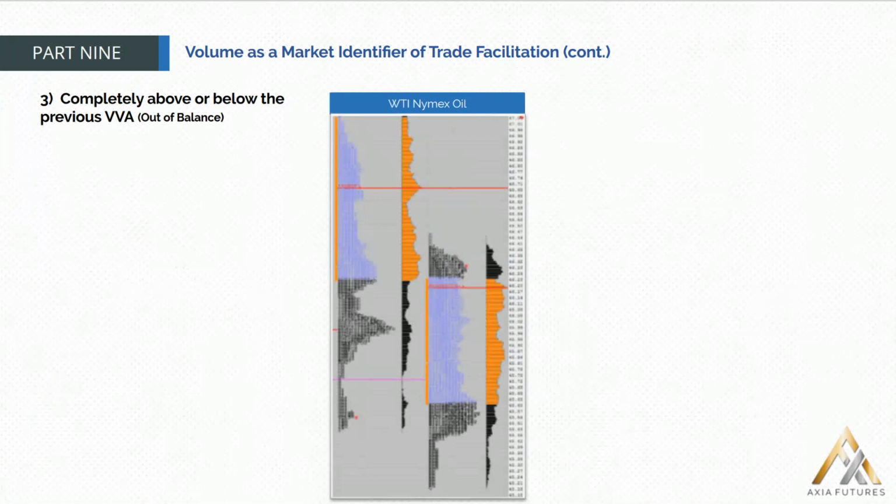In this example, we can clearly see a lack of any kind of overlap of the current day's value area relative to the previous day's value area. So all this is telling us is that whilst price was being facilitated in one area the previous day, it's being facilitated in a completely different area today. Well, this doesn't necessarily indicate that we are likely to trend. It is indicating to us a market that's a little bit out of balance and there's a little bit more of an initiative being taken by either the buyers or the sellers.